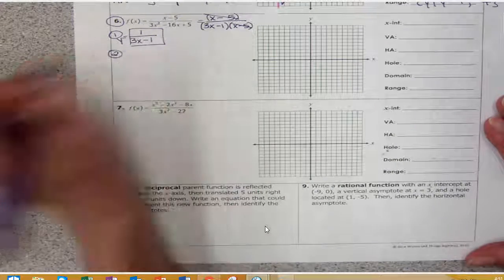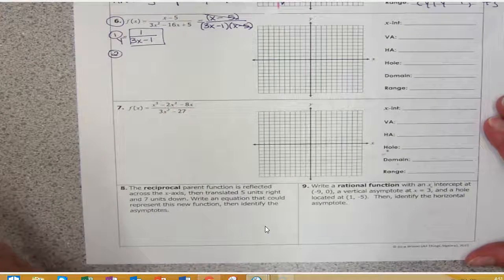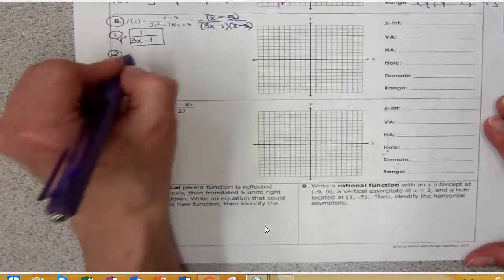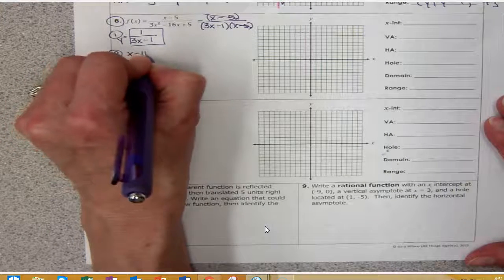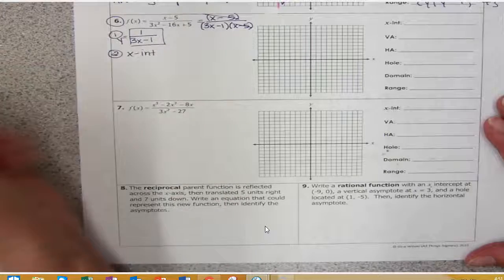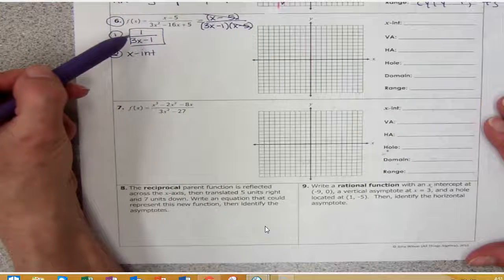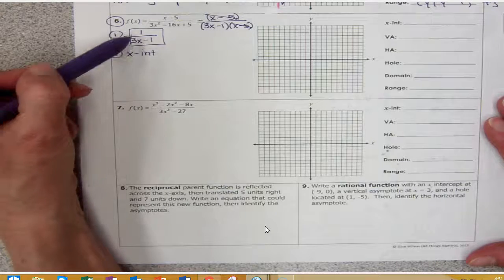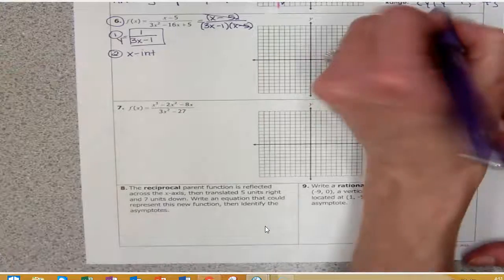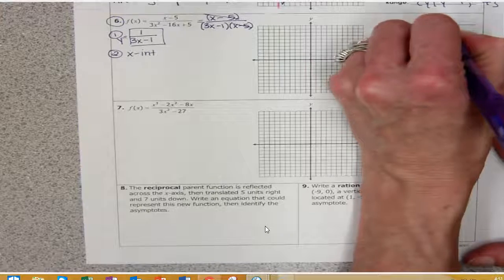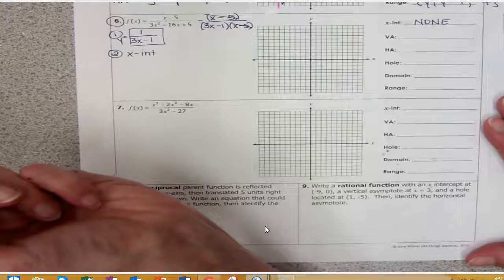So number 1, our x-intercepts. So what are our x-intercepts? Well, we have to put our numerator equal to 0. Well, I can't. 1 does not equal 0, so there are no x-intercepts.